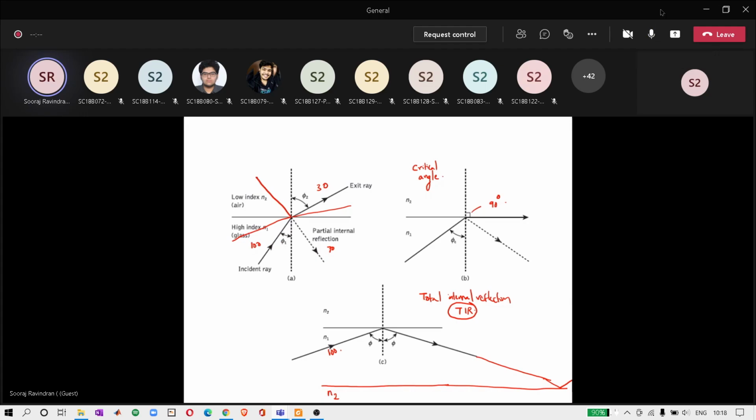So the loss, the direction and the angle, everything would be slightly different. Okay, sir.